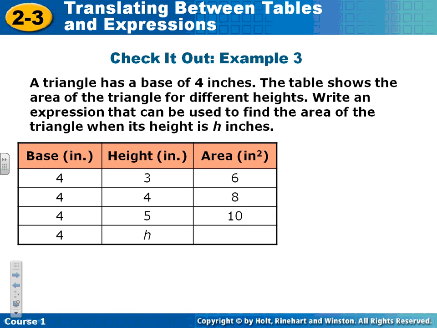Okay? It's the same problem. Basically, to find the area of a triangle, it's base times height divided by 2. So we have a base, we have a height, and we have to divide it by 2 to get the area. So it's 4 times h, so it's 4h divided by 2, because this time the base is 4.